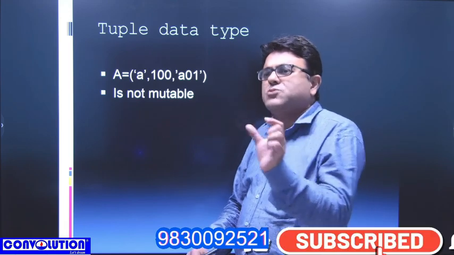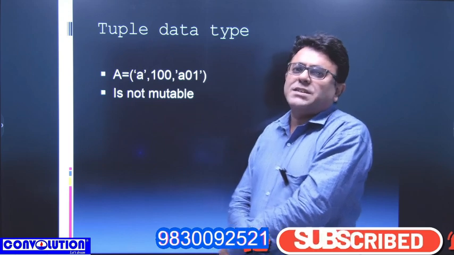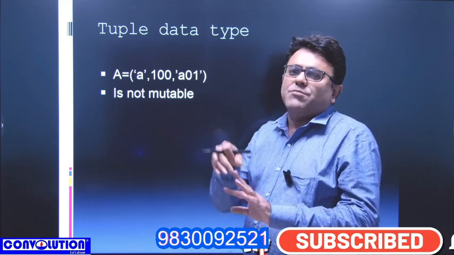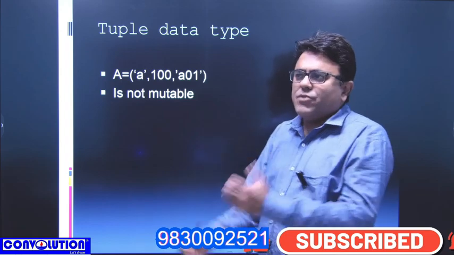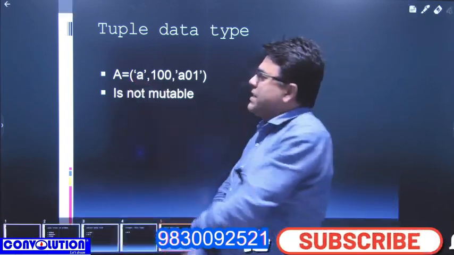Suppose we have to store student details or a student record. When we are talking about a student record, that means we are storing roll number, student name, age, and all these things. So we are going to store them together. How can we store them? We can take the help of this tuple data type.